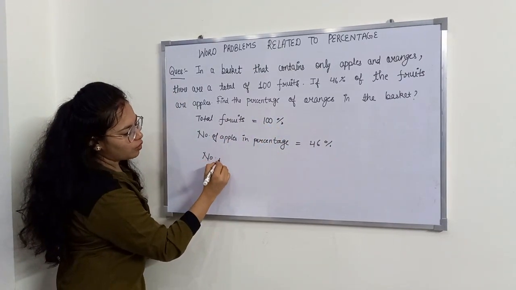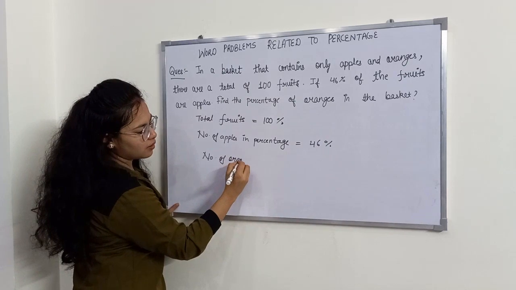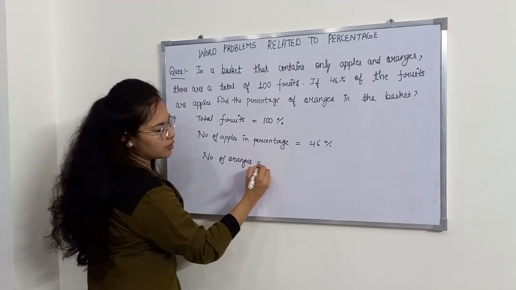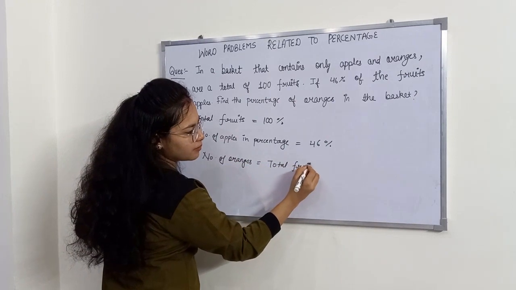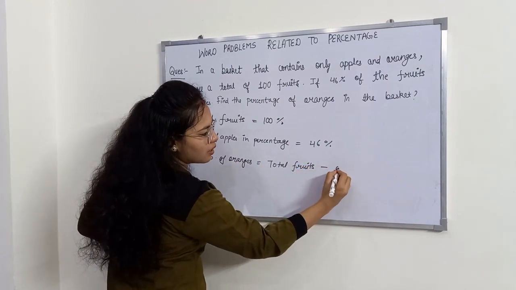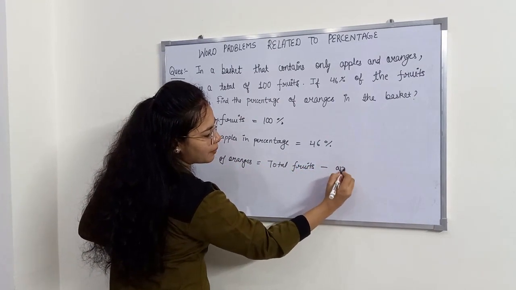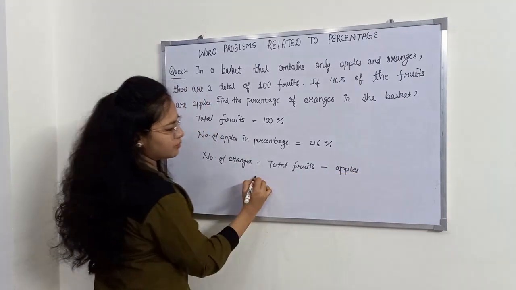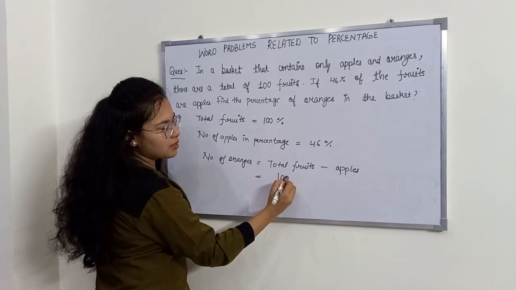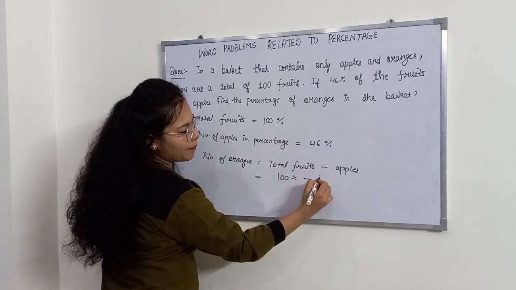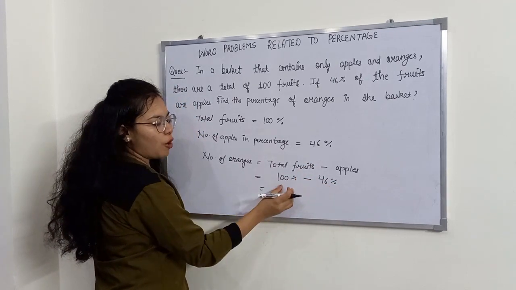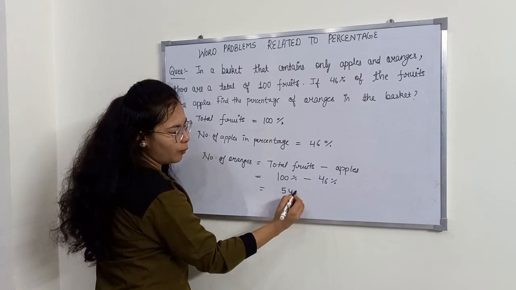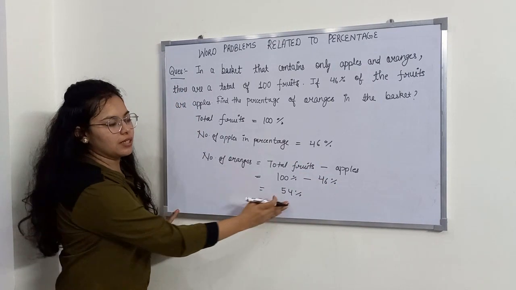We have to find the number of oranges. So number of oranges is equal to total fruit minus number of apples. Total fruit is 100% and number of apples is 46%. When we subtract 46 from 100, we get 54%. That means number of oranges is 54%.